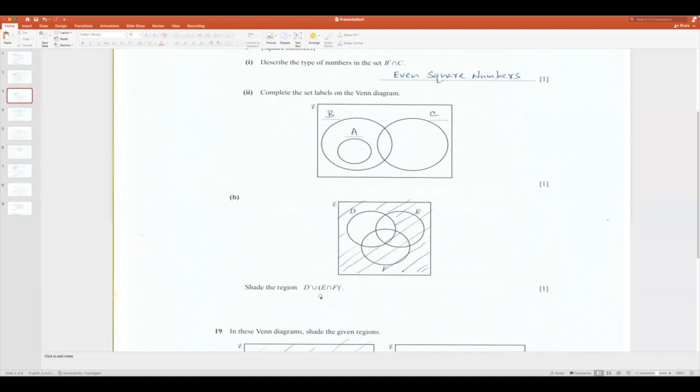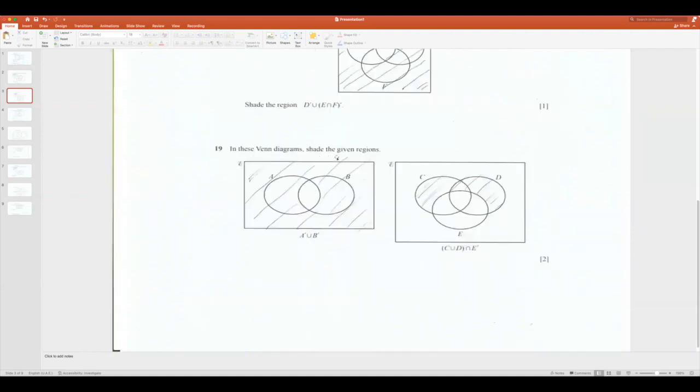Take the region D dash union E intersection F. D dash means without D. So without D we have to color, and union E intersection F. This is the area we have to color without D. See, D is not shaded, everything else you have to shade.